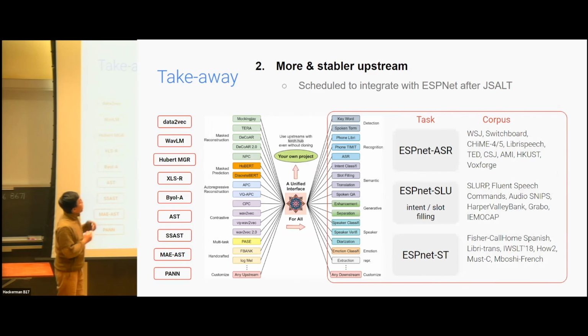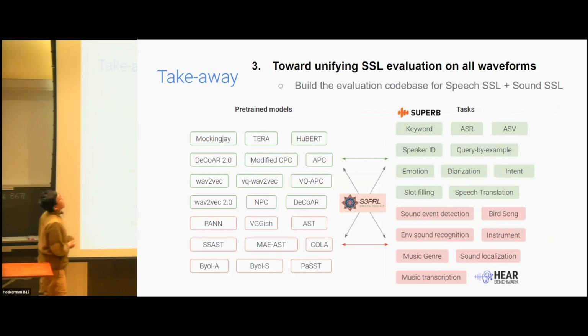And we have more and stabler upstream, and we are already scheduled to integrate with ESPnet after the JSON. And the third one is that we are one step closer to unifying the SSL evaluation for representation on all kinds of waveforms. So we have the new code base for the speech SSL and sound SSL, and you can do the cross comparison. Yeah, this is my part.